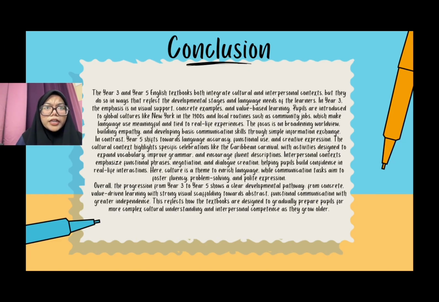Overall, the progression from Year 3 to Year 5 shows a very clear developmental pathway, which is from concrete, value-driven learning with strong visual scaffolding towards abstract, functional communication with greater independence. This reflects how the textbooks are designed to gradually prepare pupils for more complex cultural understanding and interpersonal competence as they grow older.